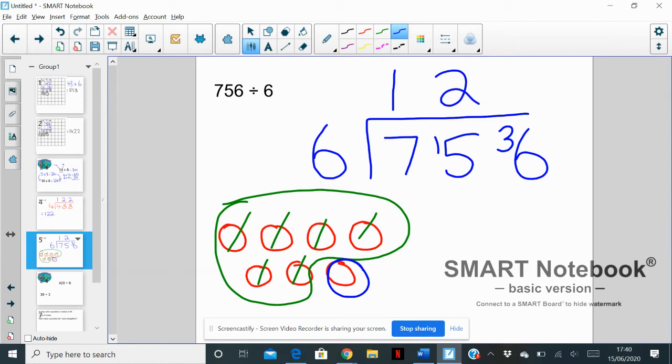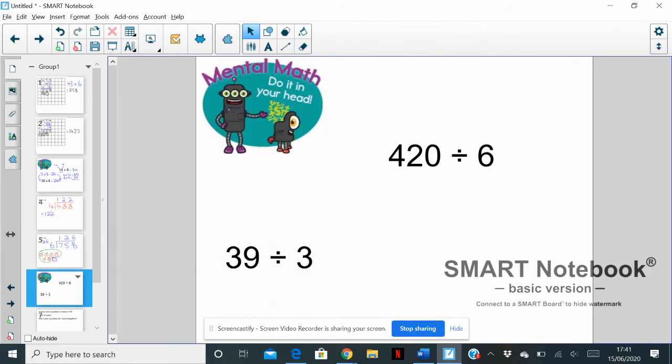Now I've got 36 in my ones column, 36 divided by 6. Now I know my 6 times tables, and I know that 6 multiplied by 6 is equal to 36, which means that 36 divided by 6 is equal to 6, giving me an answer of 126.